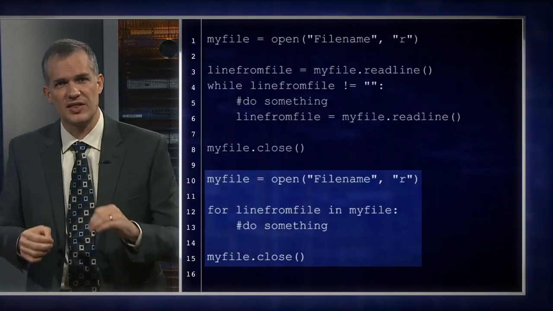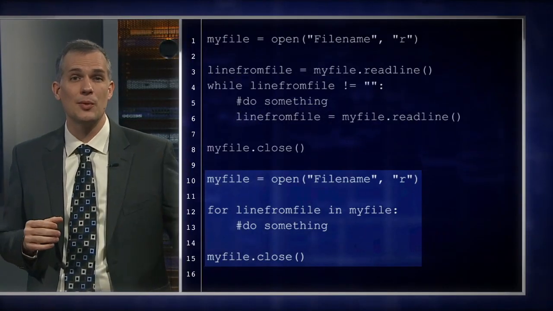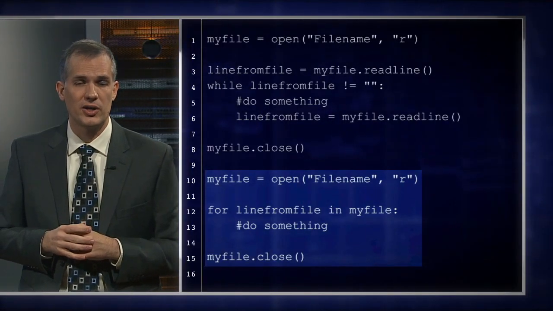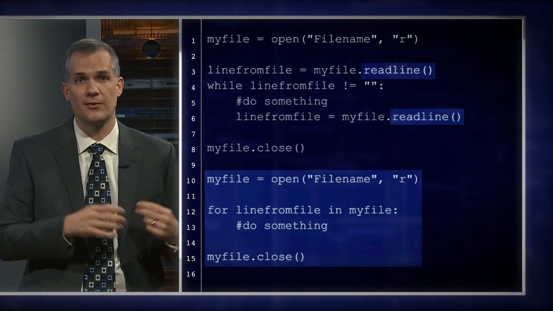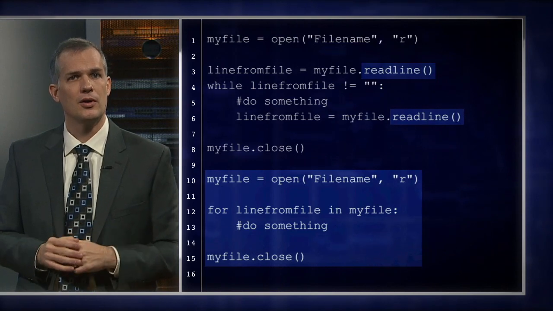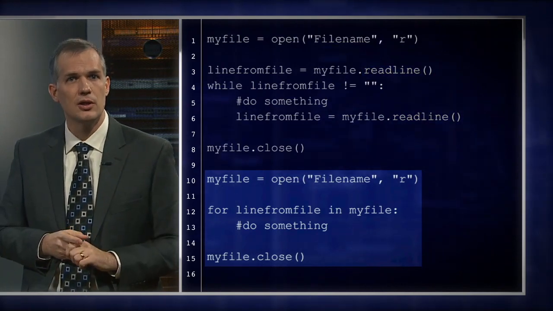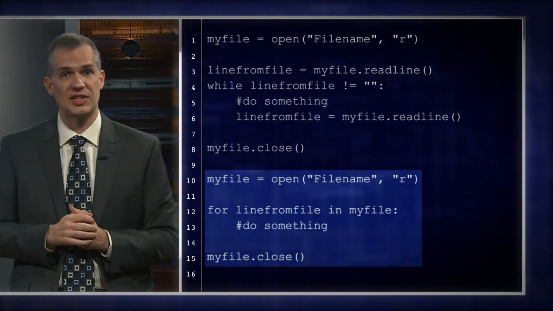This is actually a really common operation when working with files, to go through the whole thing, and Python actually gives us an easier way to do it. If you look at this second set of code, it works the same way as the first set. But we don't have to explicitly write readLine, and we don't have to explicitly check for the empty string each time. All that is done for us. We just have a new type of for statement.